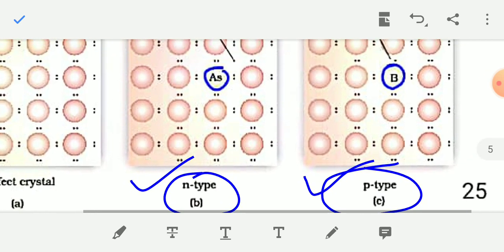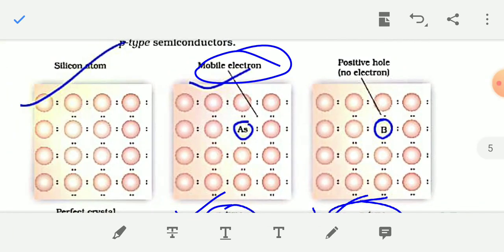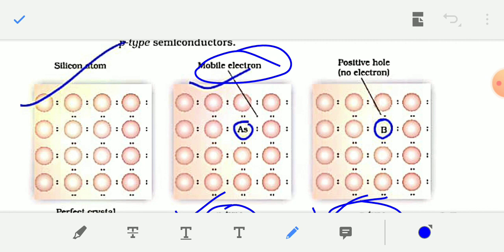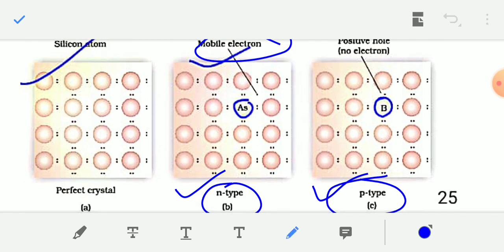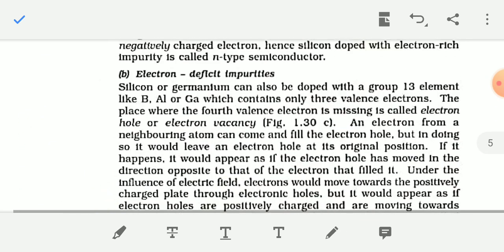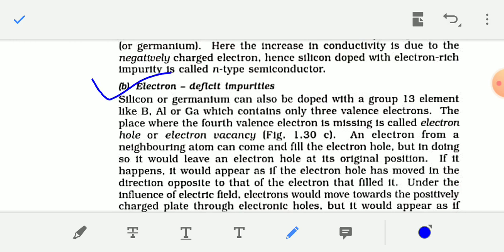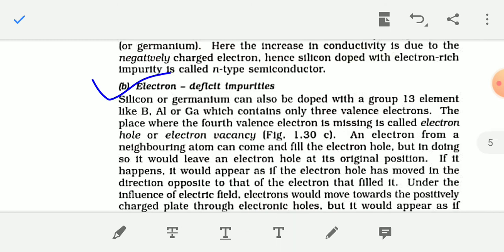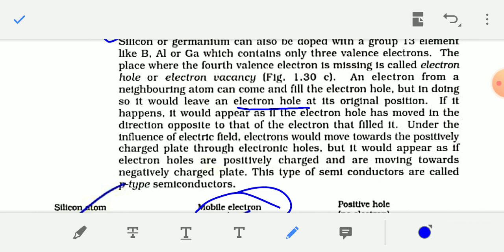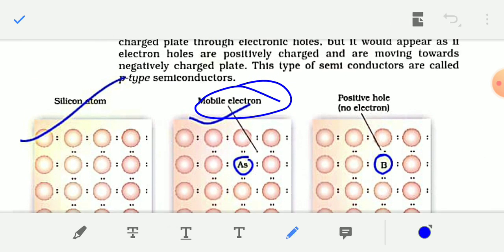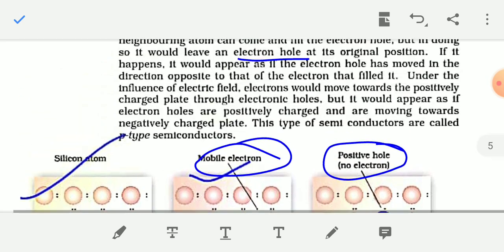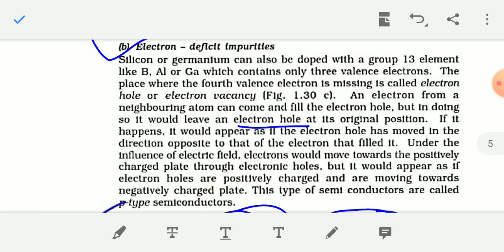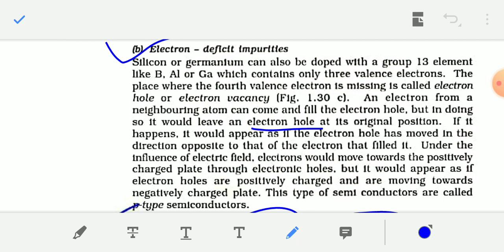When pure silicon or germanium is doped with group 15 element like phosphorus, you will get n-type semiconductor. But when you dope pure silicon or germanium with group 13 elements like boron, gallium, then you will get electron deficient semiconductor, that is p-type semiconductor. In p-type semiconductor there will be a positively charged electron hole. That's why this type of semiconductor is known as p-type semiconductor. Silicon and germanium can be doped with a group 13 element, that is boron, aluminum, gallium.